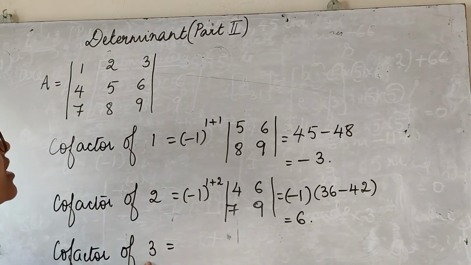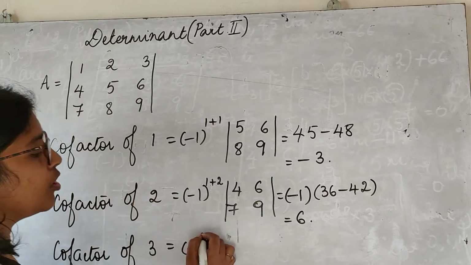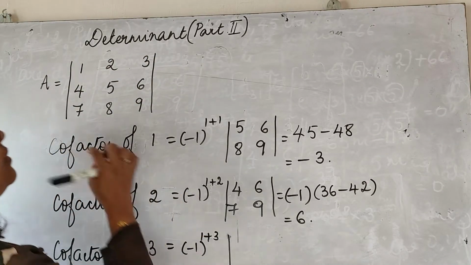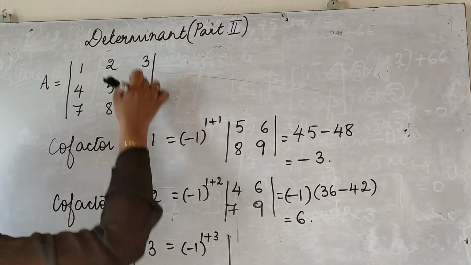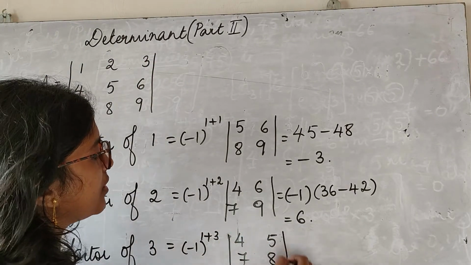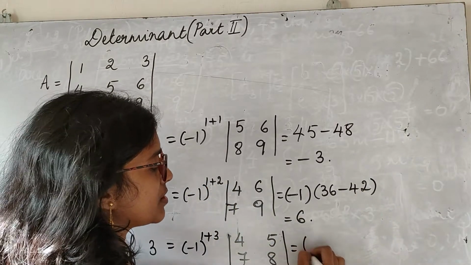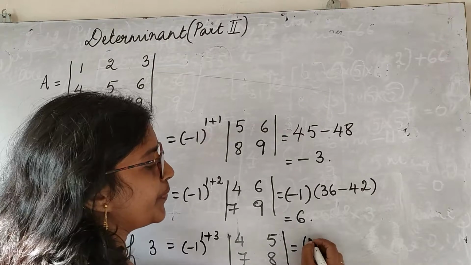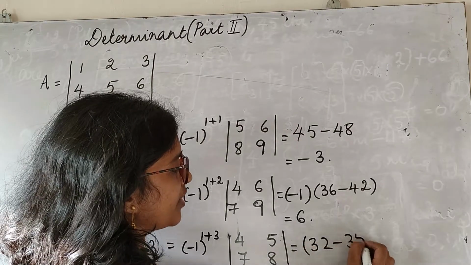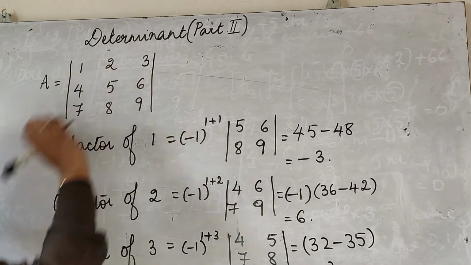Now the cofactor of 3. So that's minus 1 raised to first row, third column. Remove the first row, third column. So it's 4, 5, 7, 8. That becomes minus 1 raised to 4 is 1. This is 4 8s are 32 minus 35, minus 3. So we have the cofactors of the first row.